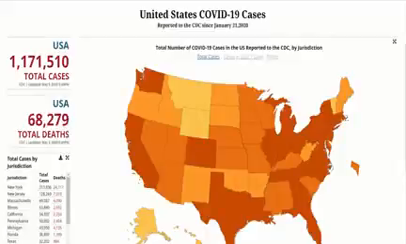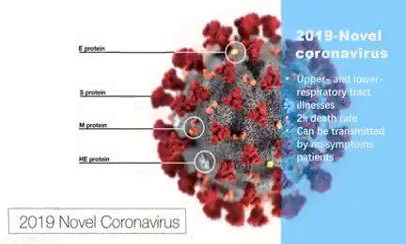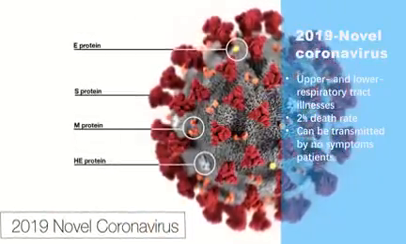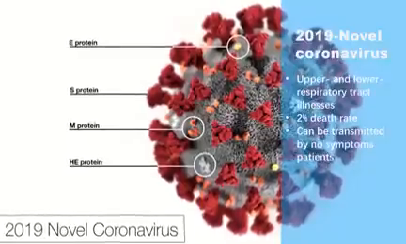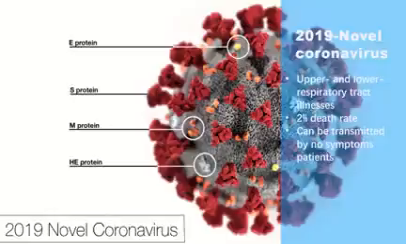As of May 5th, the respiratory illness caused by 2019 novel coronavirus has resulted in 68,279 death cases in America. Coronaviruses are a group of viruses that can cause upper and lower respiratory tract illness and have a characteristic spiky appearance that resembles the SARS corona.